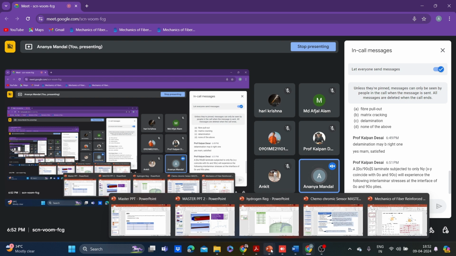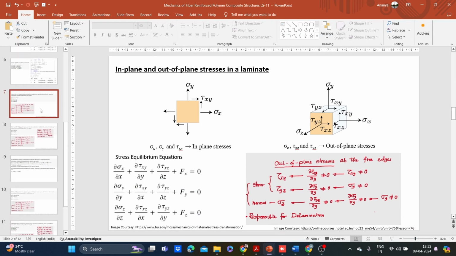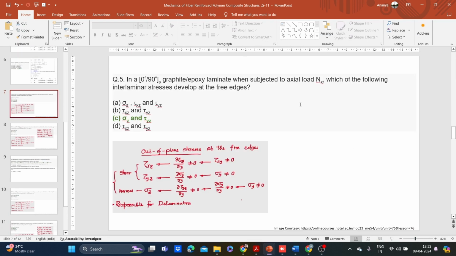So the conditions for either Nx or Ny will be the same. As I might have discussed in sample questions also, for 0/90 laminates, if they are talking about normal stress, any normal force, either Nx or Ny, the condition for a 0/90 symmetric laminate will be such that there won't be any shear stress. That is, tau xy will be equal to 0.